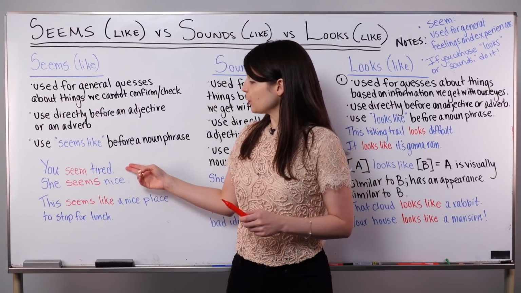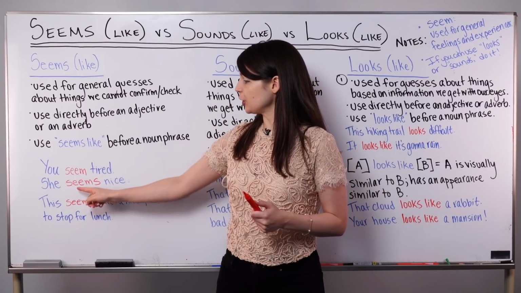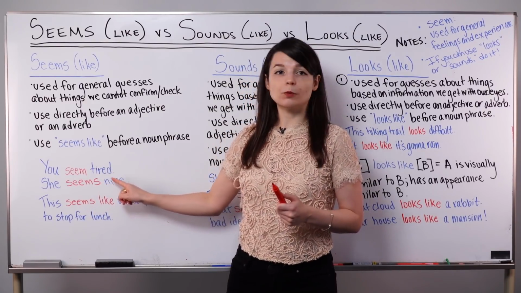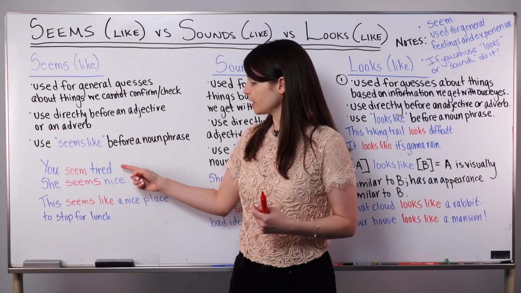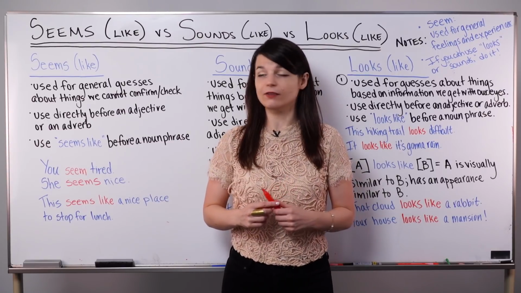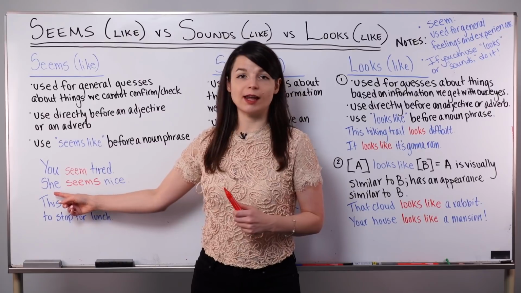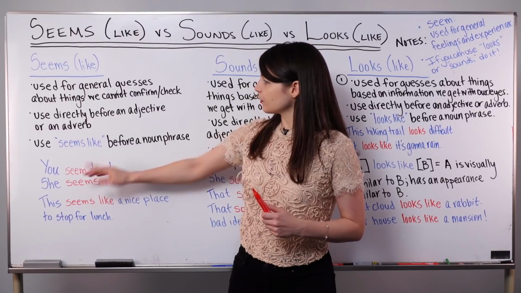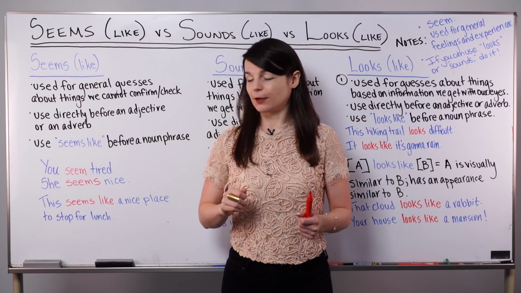First, you seem tired. You seem tired. And she seems nice. She seems nice. These are examples where we use seems with an adjective. So tired and nice are adjectives. We just use seem or seems because we conjugate for this subject here. So when we use it in this way before an adjective or an adverb, we do not use like.